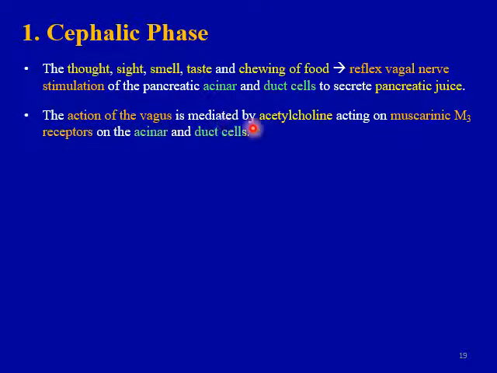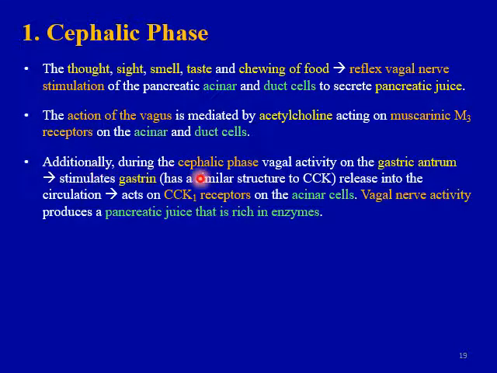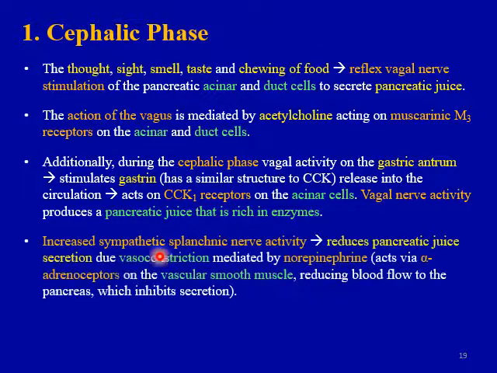The action of the vagus nerve is mediated by acetylcholine acting on muscarinic M3 receptors on the acinar and duct cells. Additionally, during the cephalic phase, vagal activity on the gastric antrum stimulates gastrin release, and gastrin has a similar structure to cholecystokinin. So the gastrin released into the circulation acts on CCK1 or CCKA receptors on the acinar cells. So the vagal nerve activity produces a pancreatic juice that is rich in enzymes. As I said, the action is mainly on the acinar cells and to a lesser extent on the duct cells.